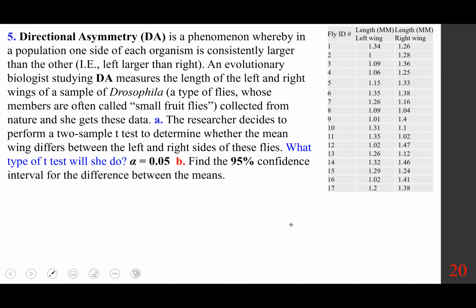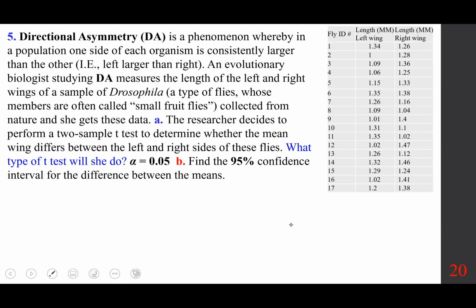Sure. Directional asymmetry, DA, is a phenomenon whereby in a population, one side of each organism is consistently larger than the other, i.e., left larger than right. An evolutionary biologist studying DA measures the length of the left and right wings of a sample of Drosophila, a type of flies whose members are often called small fruit flies, collected from nature, and she gets these data. A, the researcher decides to perform a two-sample t-test to determine whether the mean of the wing differs between the left and the right sides of these flies. What type of t-test will she do? A is equal to 0.05.